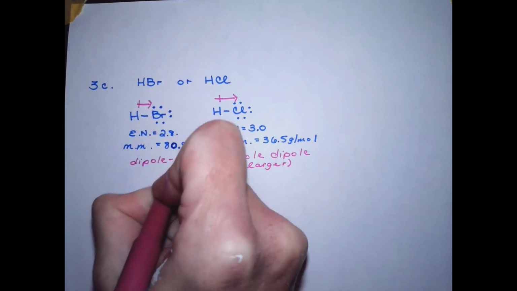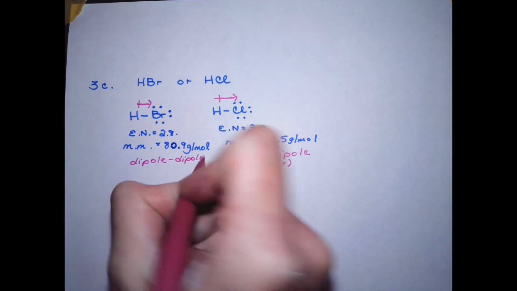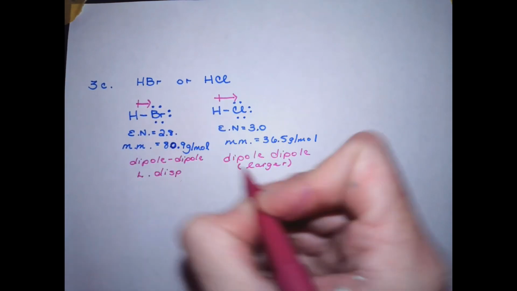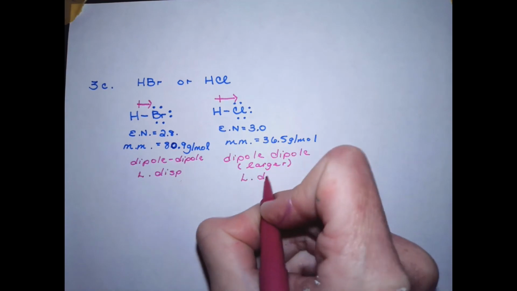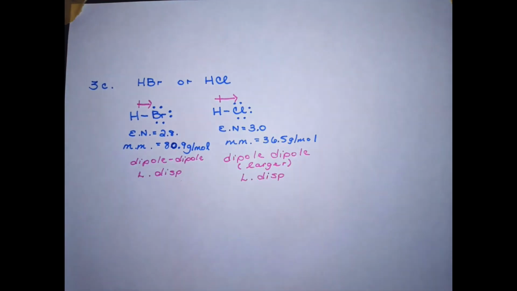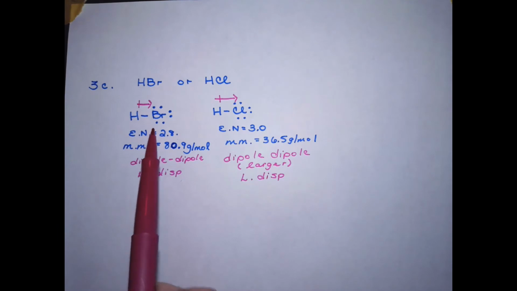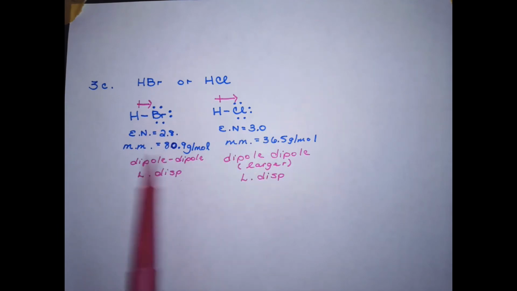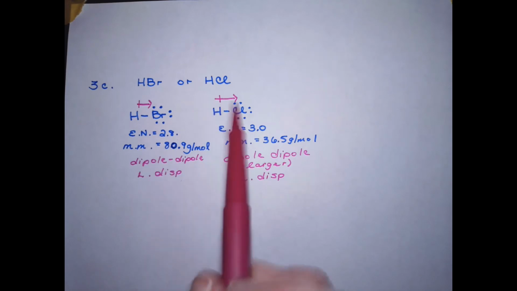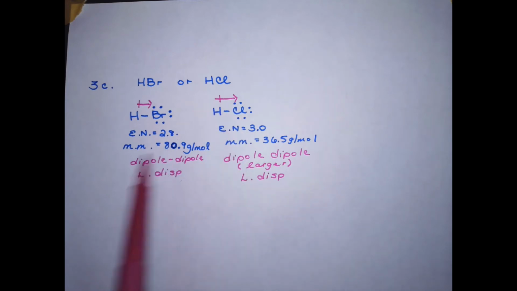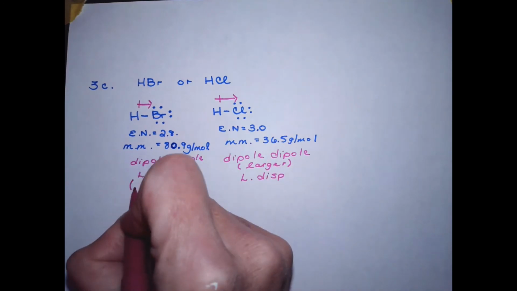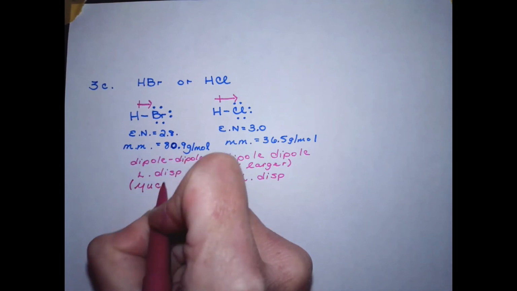They both have London dispersion intermolecular forces as well. And in terms of London dispersion, the hydrobromic acid is more than twice as large compared to the hydrochloric acid. It's 81 grams per mole. This guy's only 36.5 grams per mole. So the London dispersion forces are much larger.